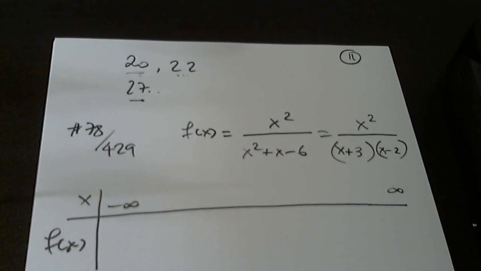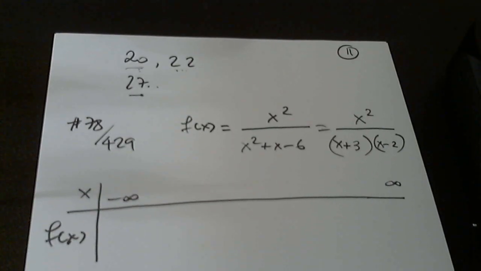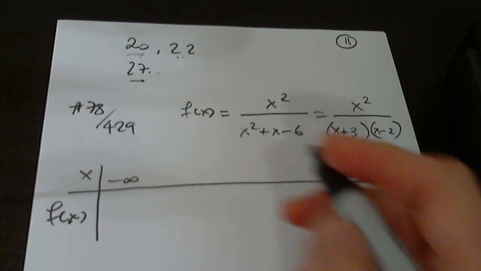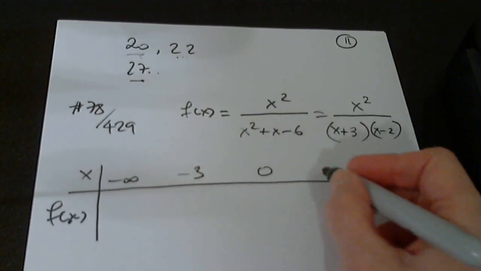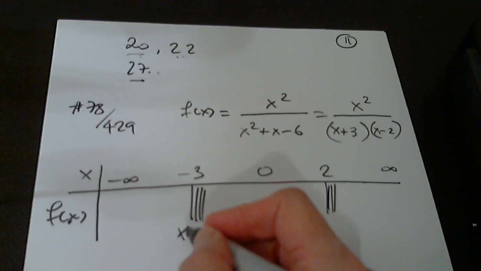Okay, so the fraction is undefined when? It's undefined at? So it can't be -3 and it can't be 2. Very good. Those factors don't disappear.